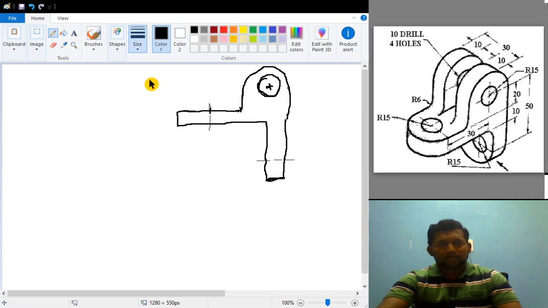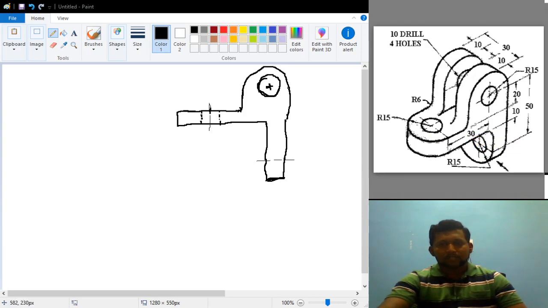So once I mark the centers, from this center, what is the dimension of this hole? 10 mm, okay. That means to the left side of this one I have to draw dotted lines here, and to the right side also we have to draw the dotted lines here, which represent the hidden lines for this particular hole, which we will not be able to see in the front view. Similarly, we have to give the dotted lines for this hole also, okay.